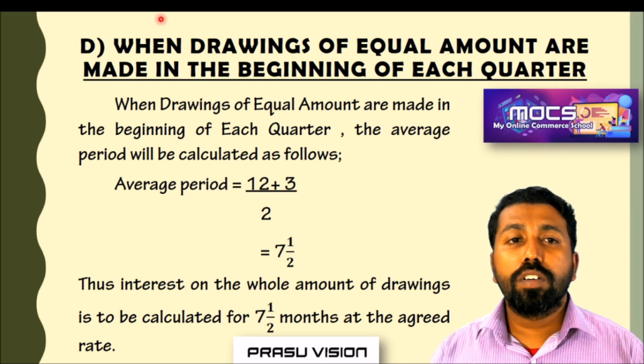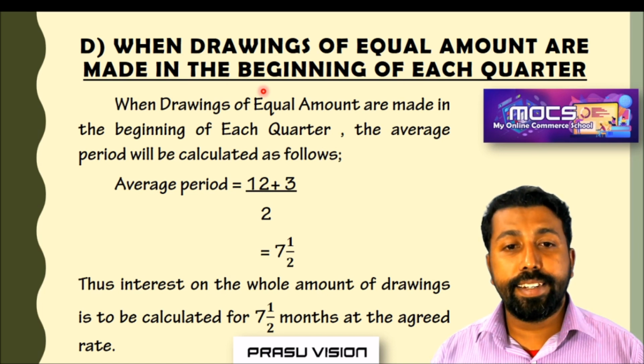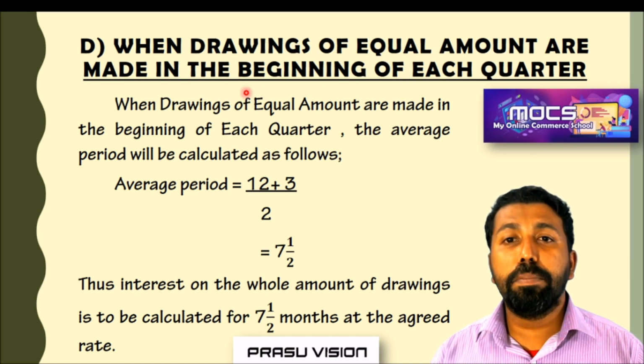Remember, quarterly drawings involves 3 situations. 4 times the partners will withdraw, and it may be at the beginning, in the middle, or at the end. In the first case, withdrawing is made at the beginning, and the average period is calculated as 12 plus 3 divided by 2. We will get 7.5.